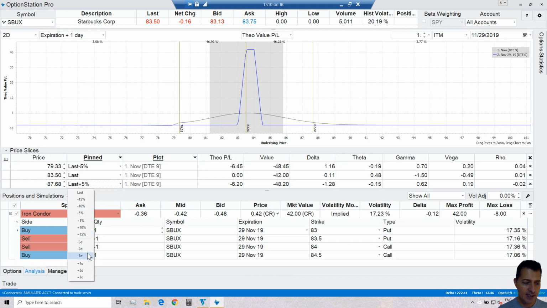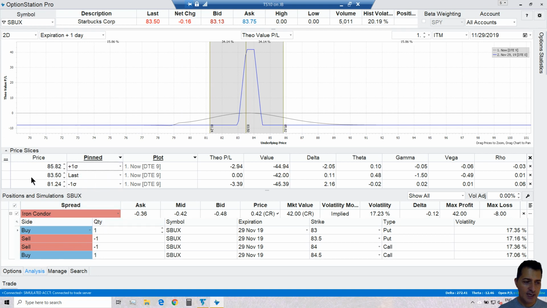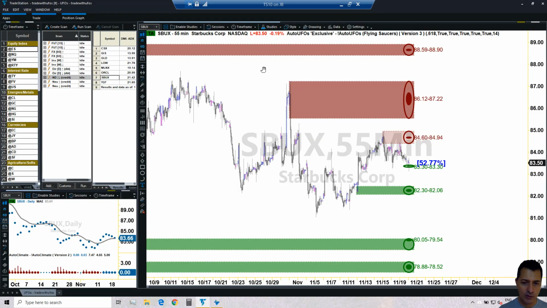So we're going to add -1 standard deviation below and +1 standard deviation above, and that tells us that from now until November 29, which is next week, we should be able to have that stock range anywhere around 81.24 to 85.82. So 81 and 86, more or less, are the values I want to keep in mind.